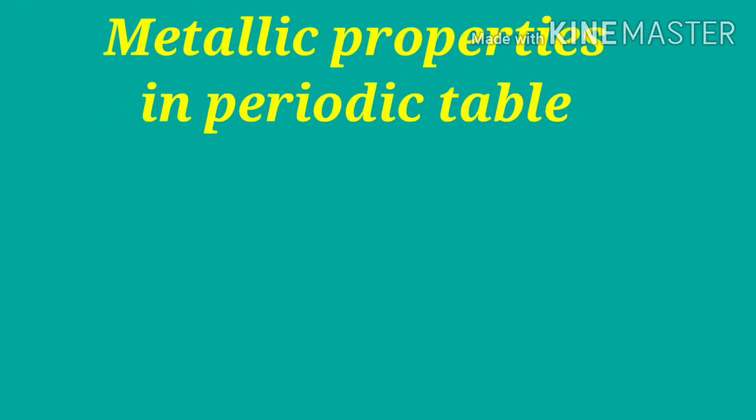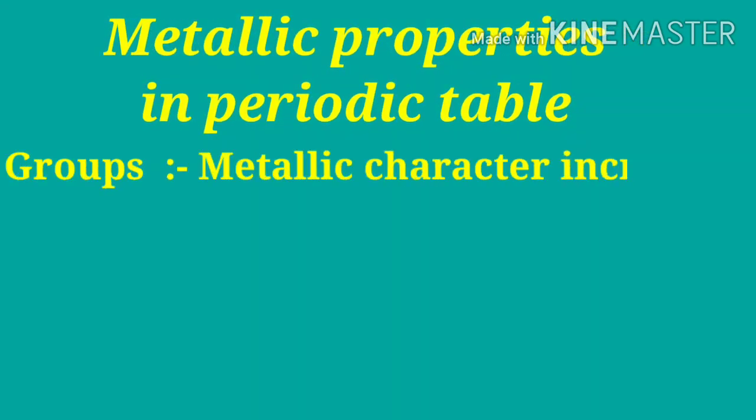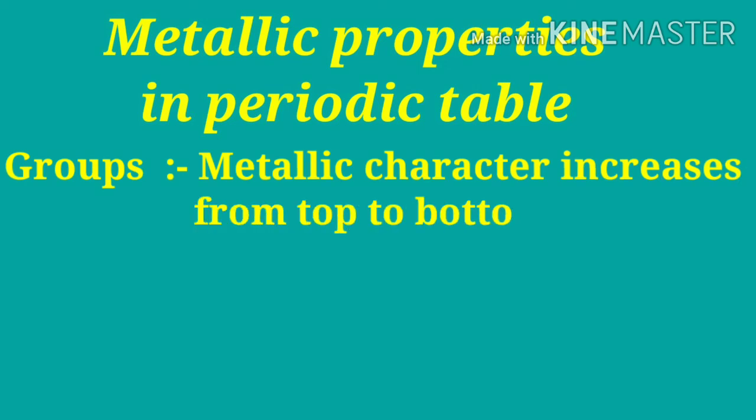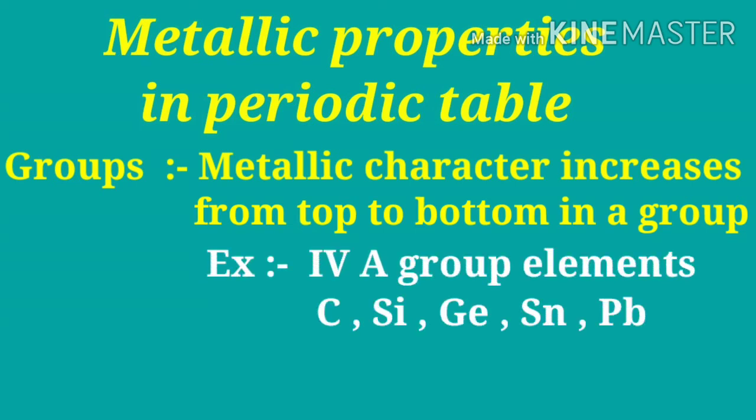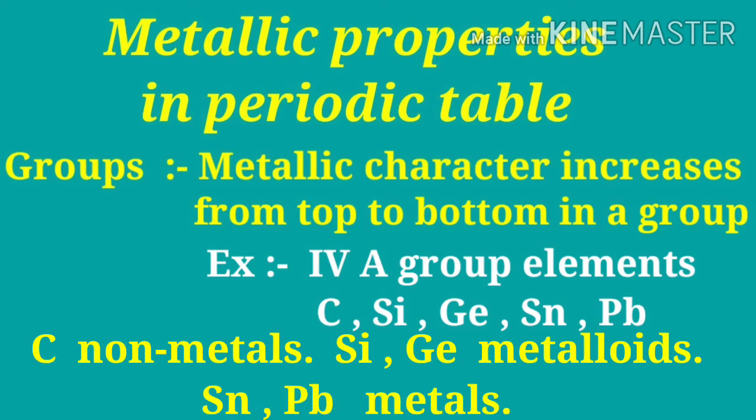Metallic properties, trends in the periodic table. Groups. Metallic character increases from top to bottom in a group. Example, 4th A group elements: carbon, silicon, germanium, tin, lead. Carbon, non-metal; silicon and germanium, metalloids; tin and lead, metals.